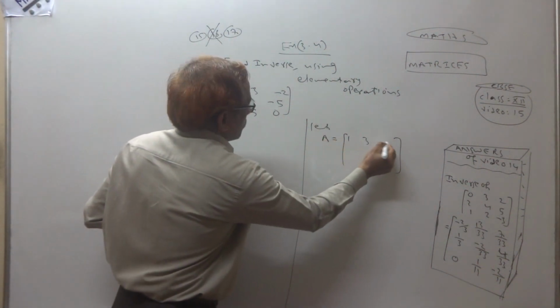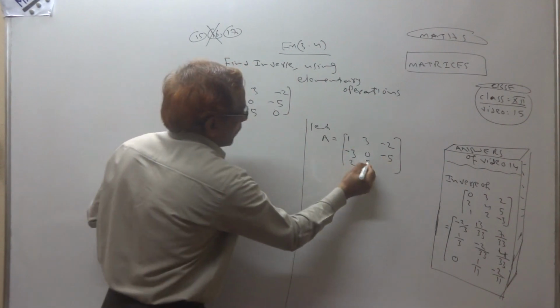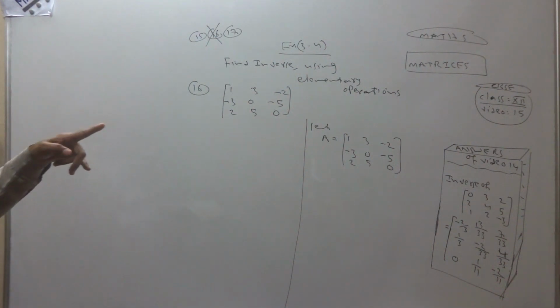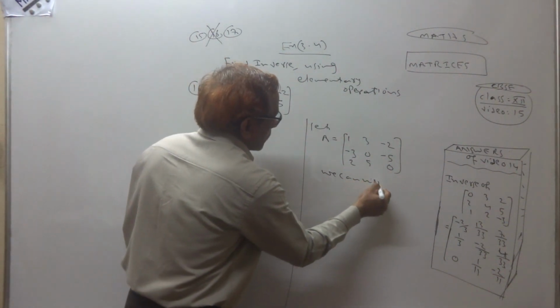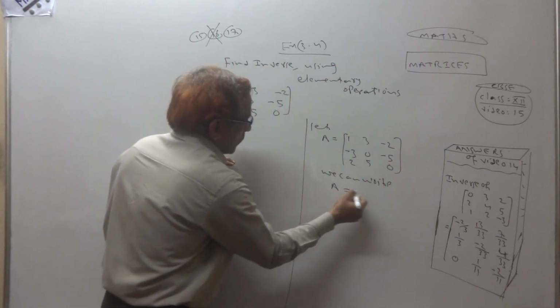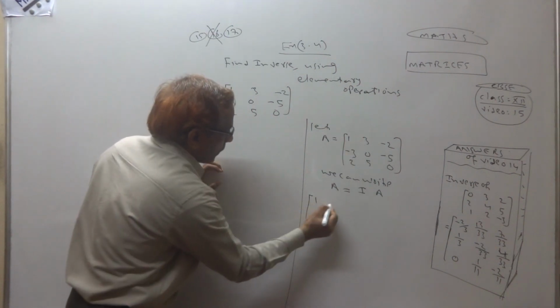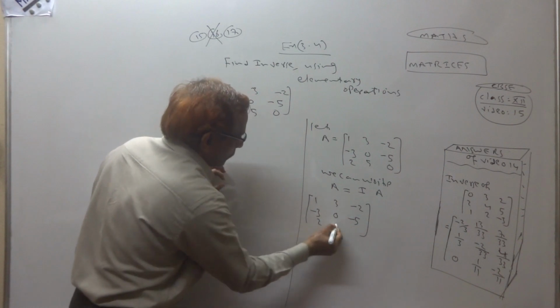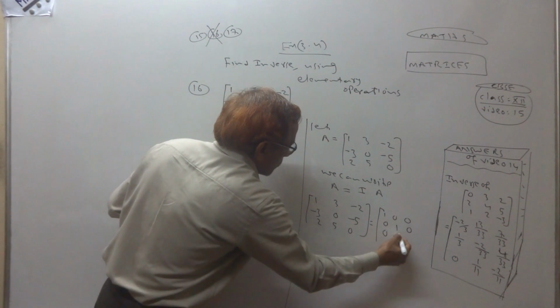This is the question. We suppose A is 1, 3, minus 2, minus 3, 0, minus 5, 2, 5, 0. Then you know that the second step is what we can write: A is equal to IA. So what is A? 1, 3, minus 2, minus 3, 0, minus 5, 2, 5, 0. I is 1, 0, 0, 0, 1, 0, 0, 0, 1, and A.